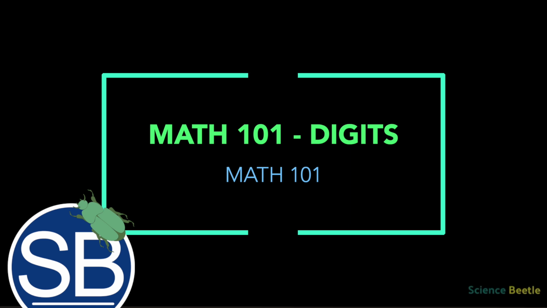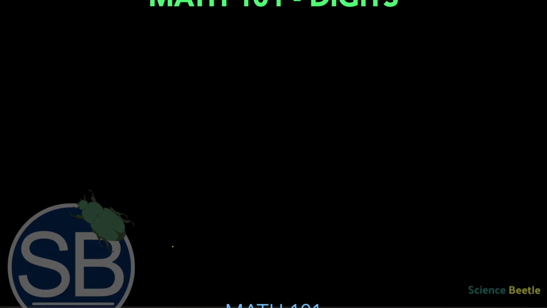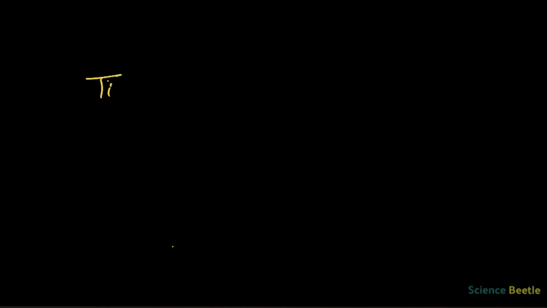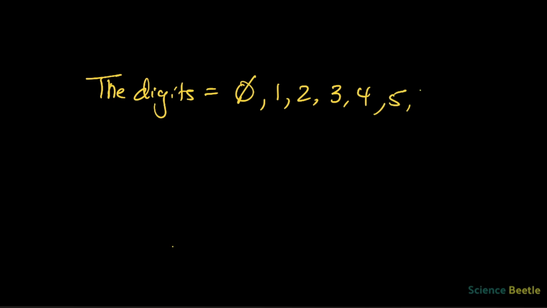So let's start with the digits. What are the digits that we need to be aware of? Let's just go ahead and write this. The digits essentially include, at the very beginning, 0, but also 1, 2, 3, 4, 5, 6, 7, 8, 9. The 0 is special because it does not have a value. Essentially, it is a placeholder. It also says there is no count here.